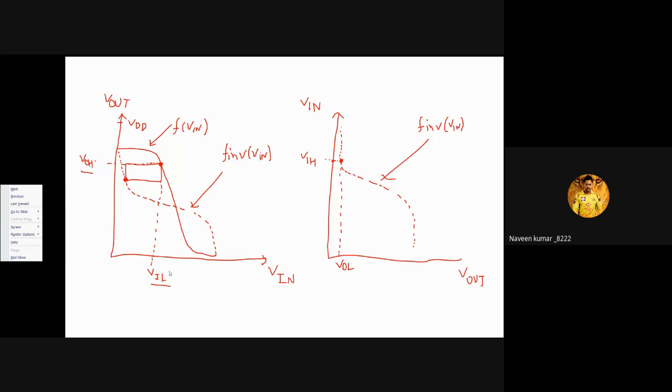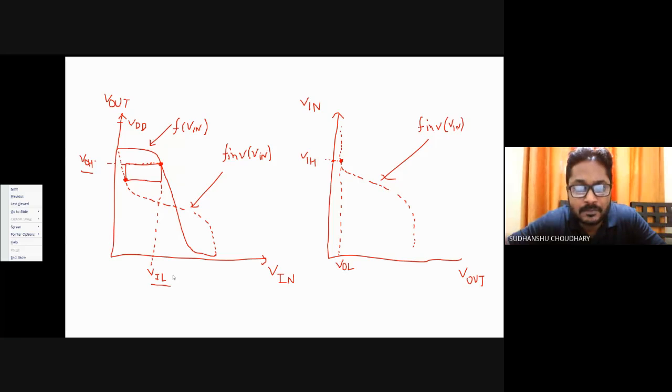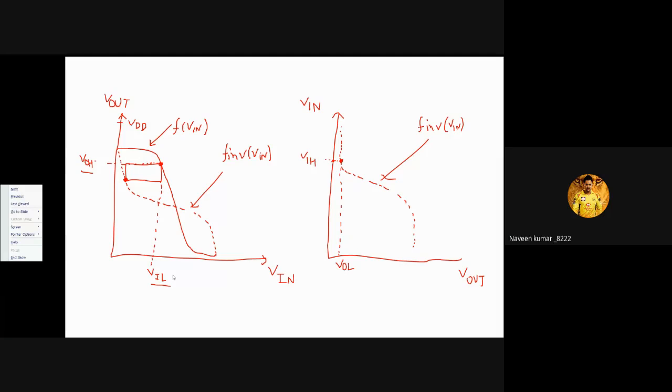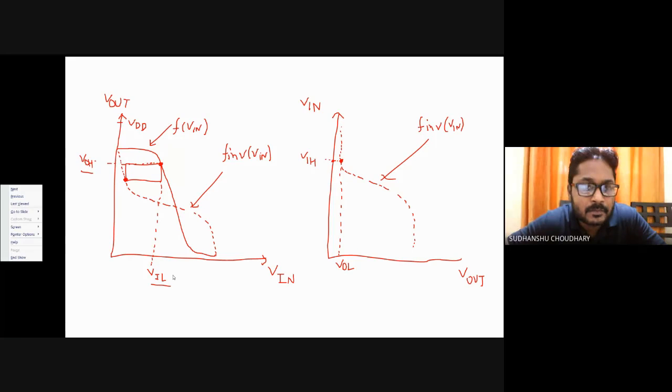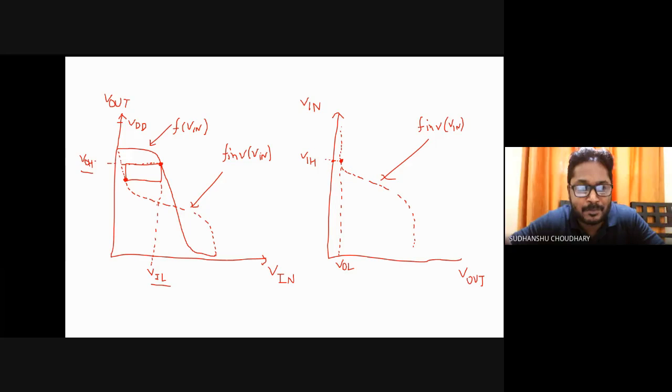Can you repeat the second graph? Yeah, can you please repeat the second graph, sir? Second graph. Yeah, second graph.